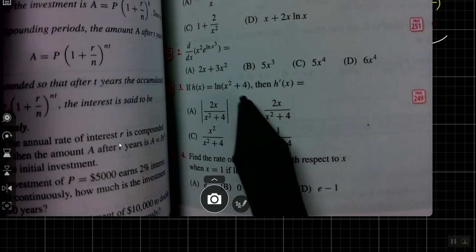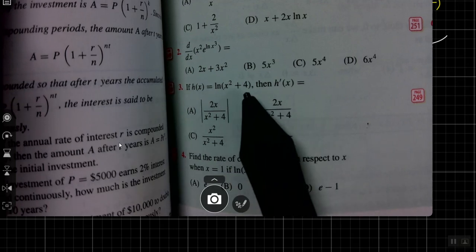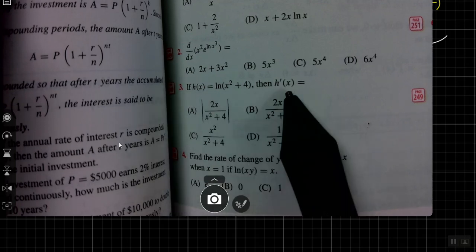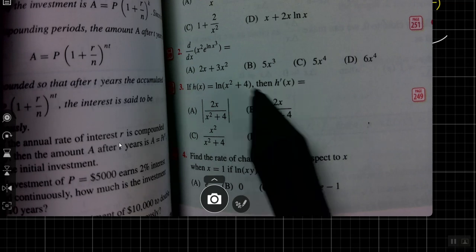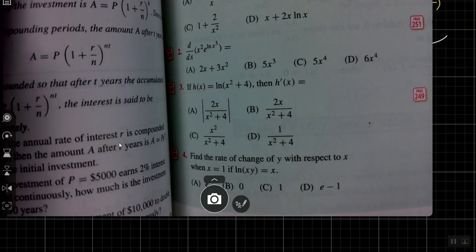Okay, on number 3, natural log. The natural log of x squared plus 4, or the natural log of h prime, looks like 2x over x squared plus 4, right? Which means bravo.